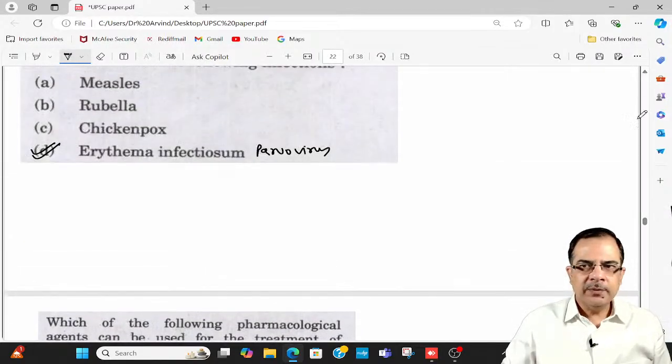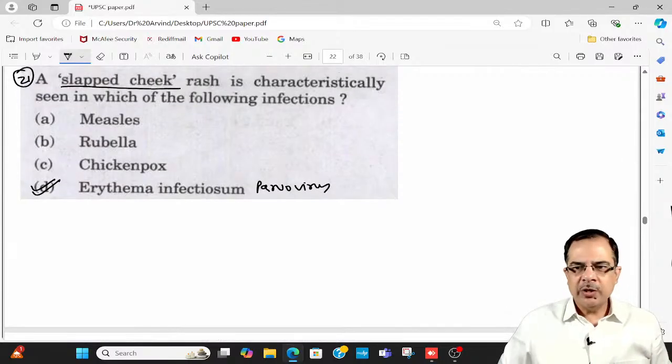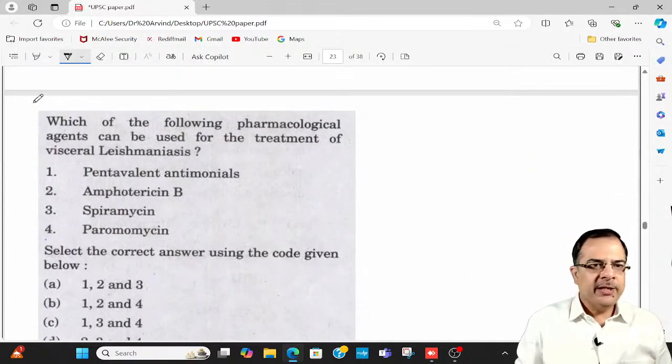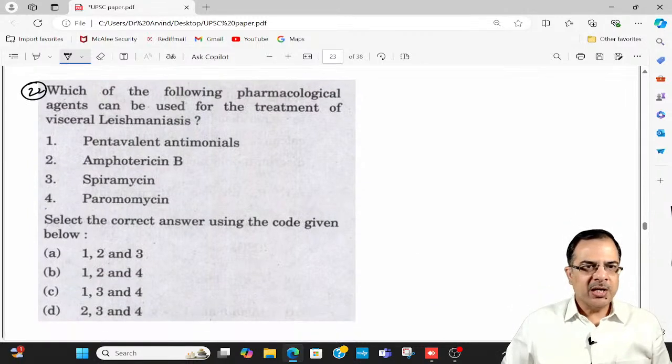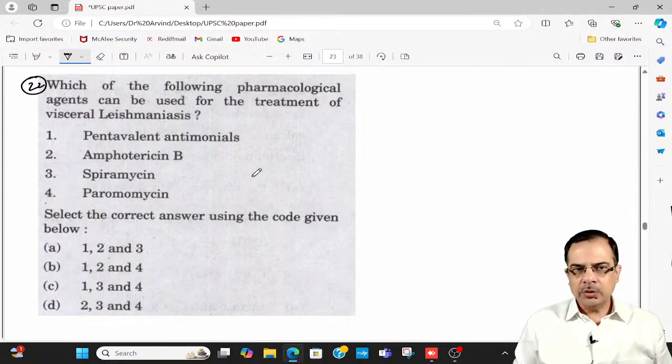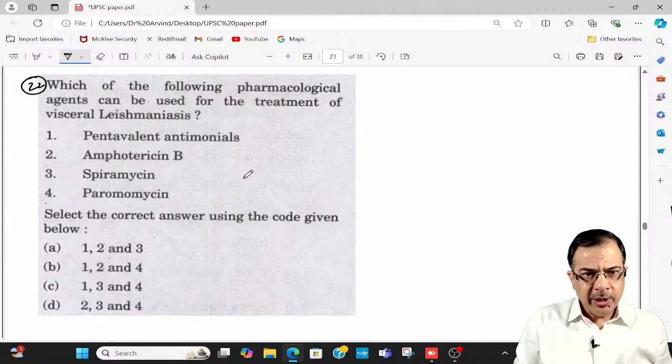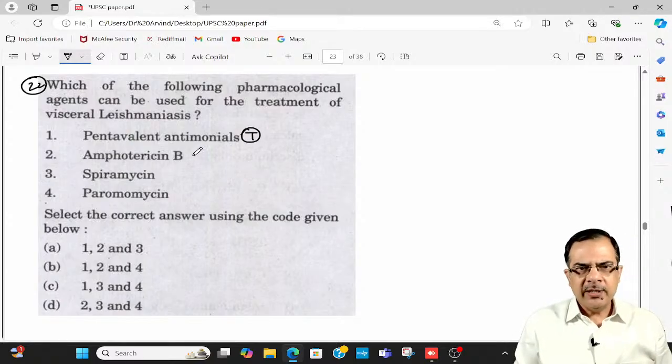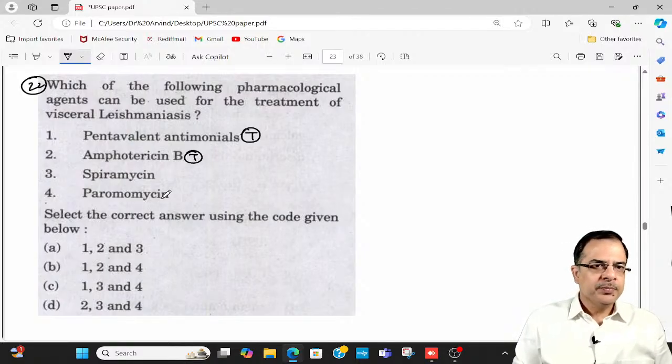Now next question, question 22. Which of the following pharmacological agents can be used to treat visceral leishmaniasis? Can we give pentavalent antimonials? Yes, sodium stibogluconate is given. So this is true. Amphotericin B, these days we use liposomal formulations. True, this is also true.